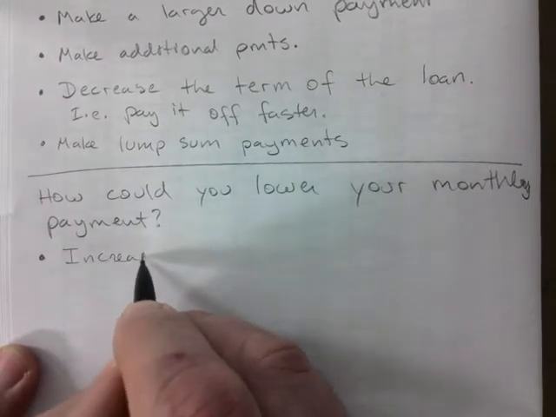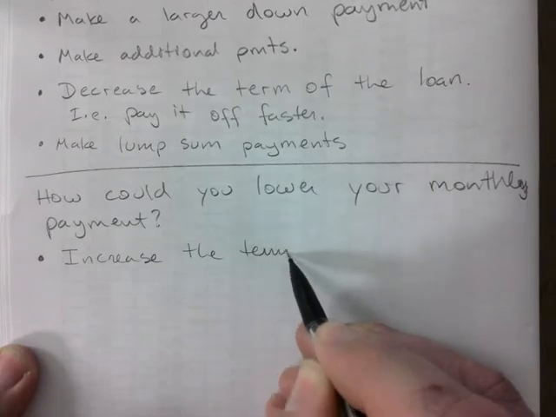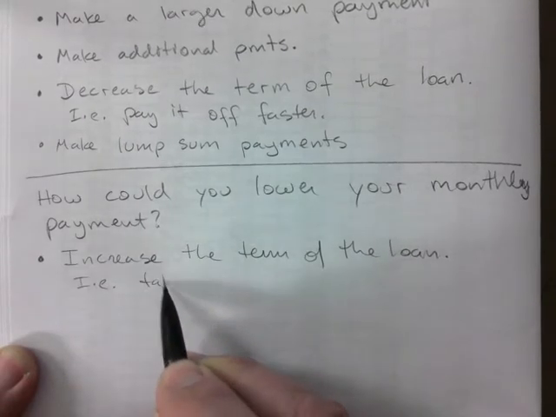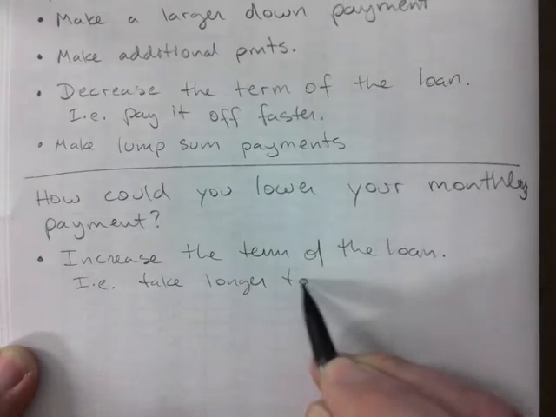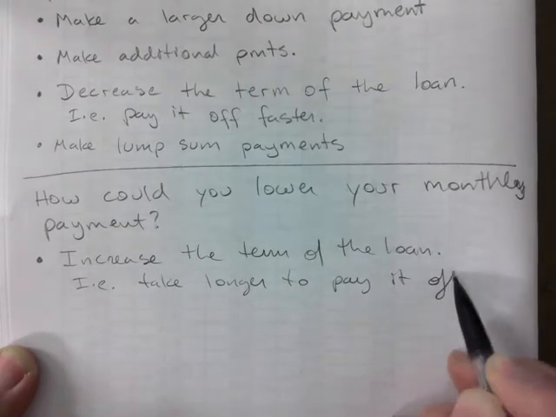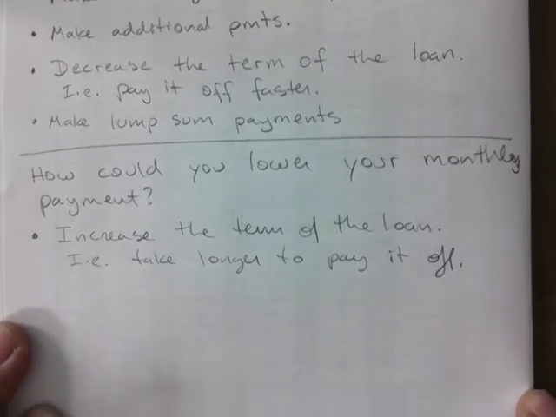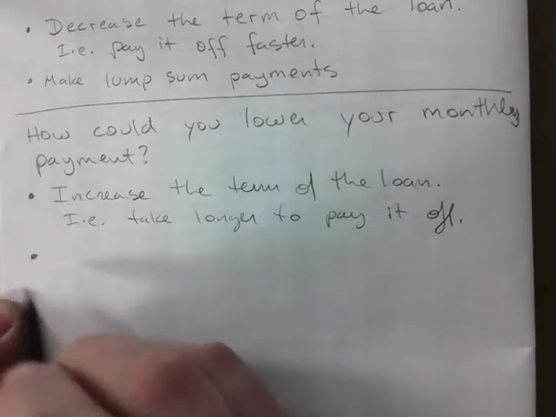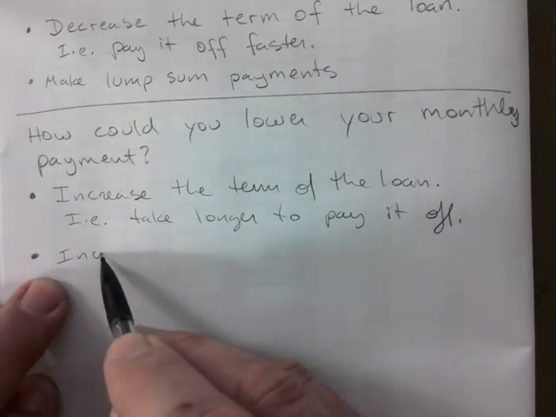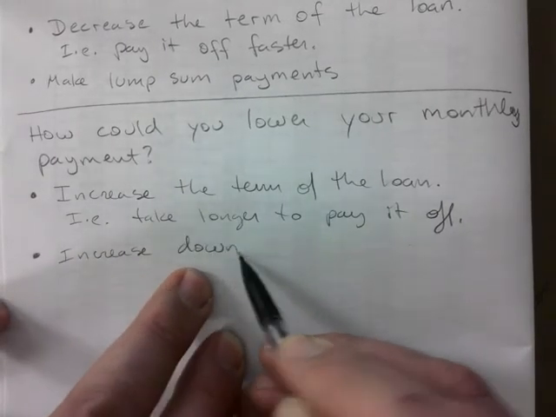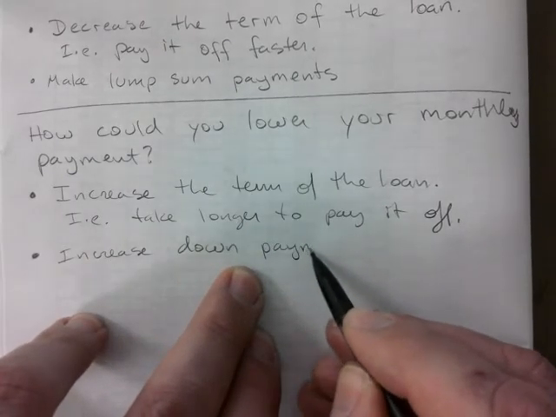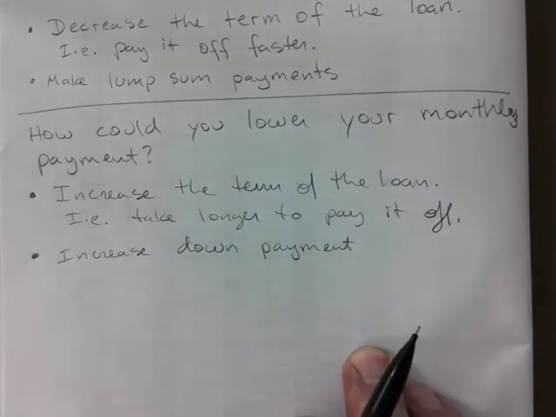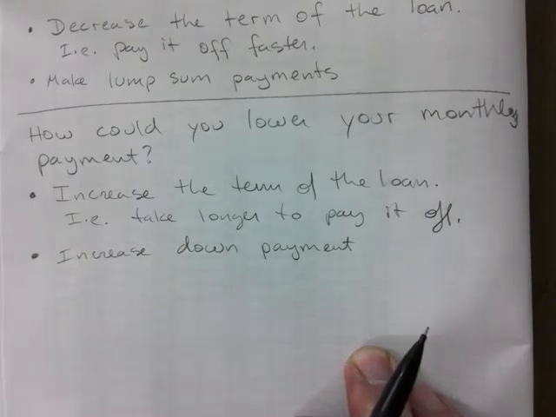Increase the term of the loan, i.e., take longer to pay it off. You can also increase your down payment. So for both of them, increasing the down payment helps you. You owe less, so less interest. And because you owe less, you also have smaller payments. That's all I'm going to say there.